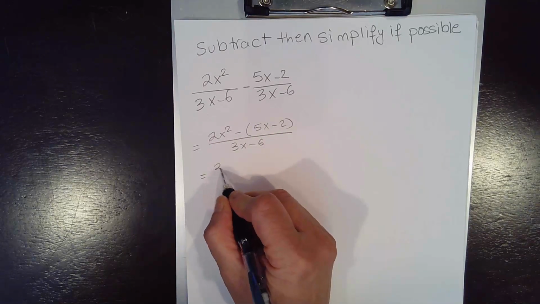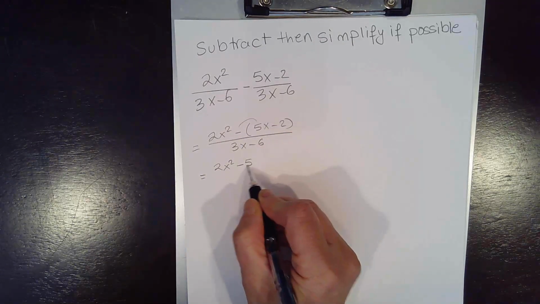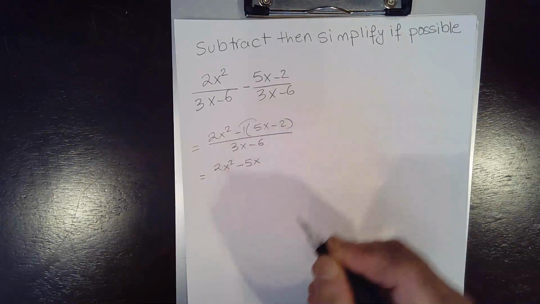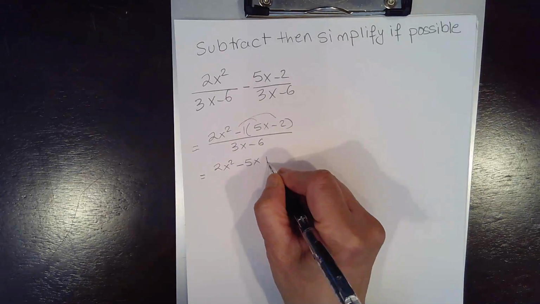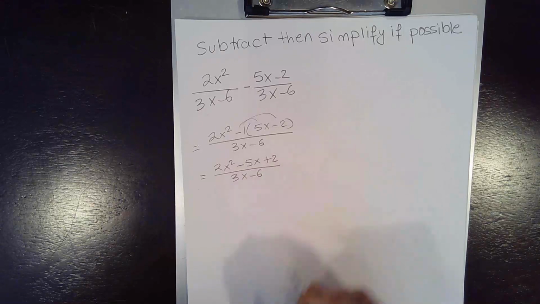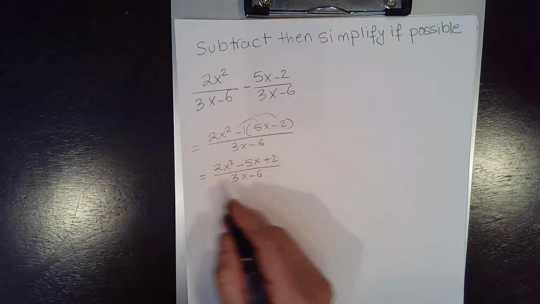You have 2x squared minus 5x. You can picture there is an invisible 1 here. Negative 1 times 5x is negative 5x. Negative 1 times negative 2 is plus 2 over 3x minus 6. Now we need to simplify if possible. So we need to try to see if we can factor this one out.